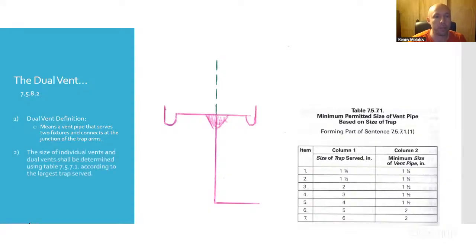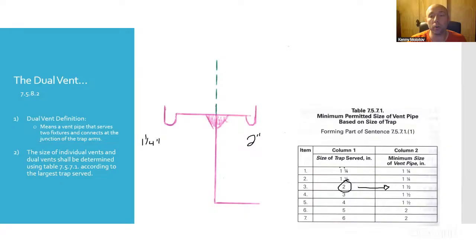The size of the individual vent and dual vent shall be sized according to 7571, according to the largest trap served. So if you have 1.25 inches on the one trap, if you have 1.25 inches here, and then 2 inch over here, you are serving the largest trap, okay? The 2-inch one here, because remember the 2-inch trap requires a 1.5 inch vent.